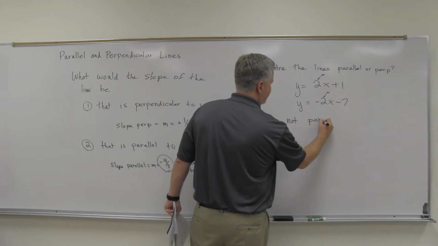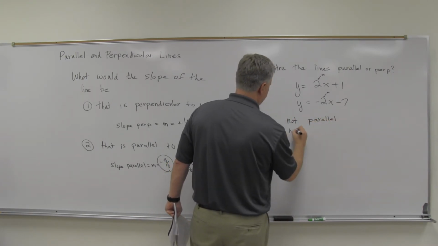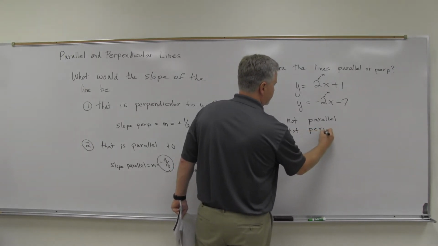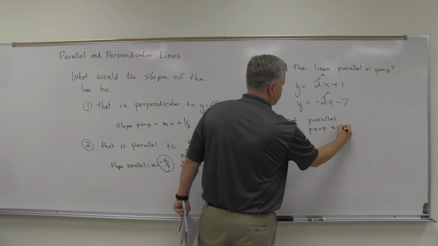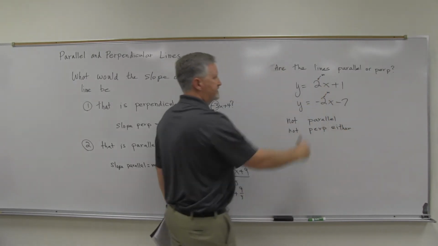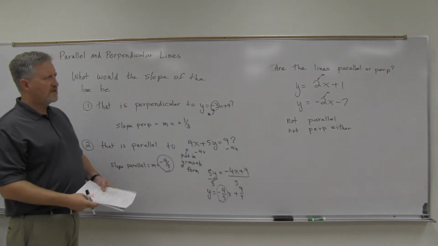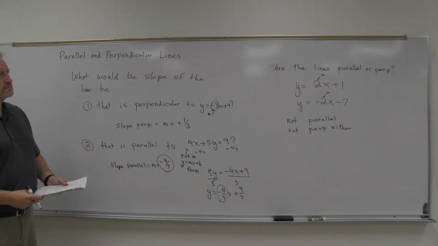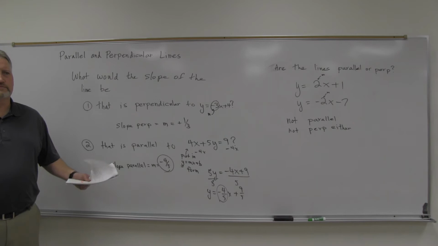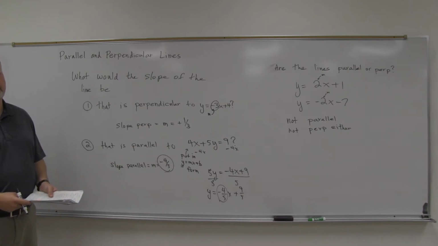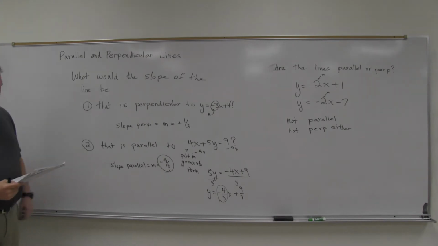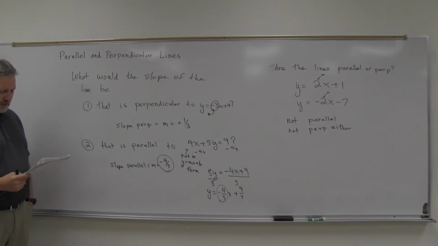Because it's opposite, but not the reciprocal, right? It's got to be both. Yeah, they're opposites, but as far as the number part goes, we've got 2 and negative 2, so they're not reciprocals. So they're neither perpendicular nor are they parallel.